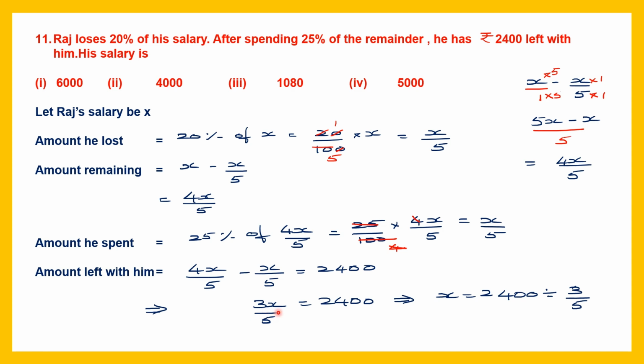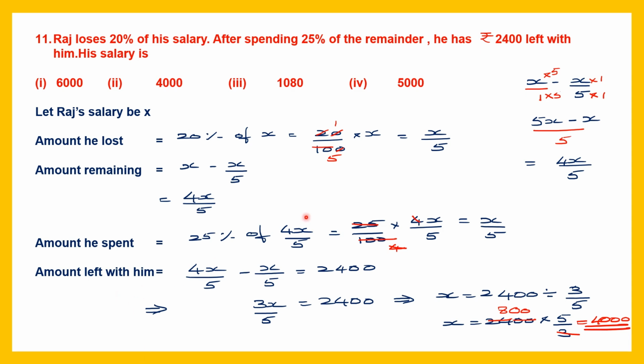Here I have 3 by 5, that's multiplication. So when it goes to the other side, we make a division. Now let's simplify this. X is equal to 2,400 into 5 by 3. So here I can cancel 3 8s are 24 and there are 2 zeros, so I add the 2 zeros. Now let me multiply 800 into 5 and that is 4,000. So we've got our answer.